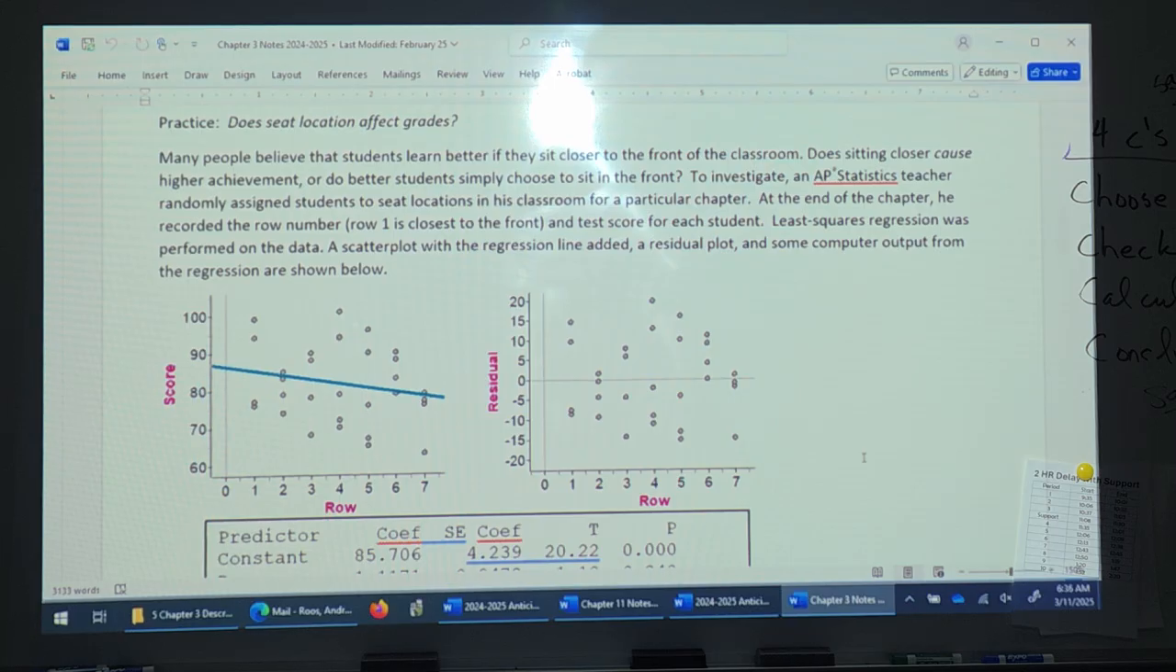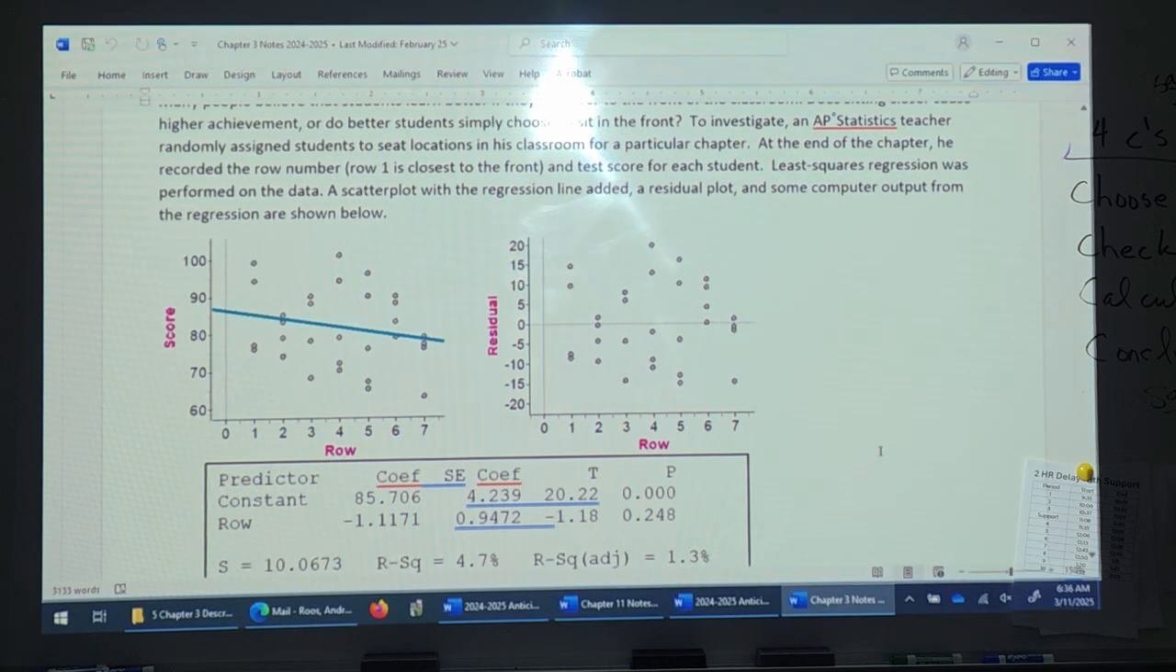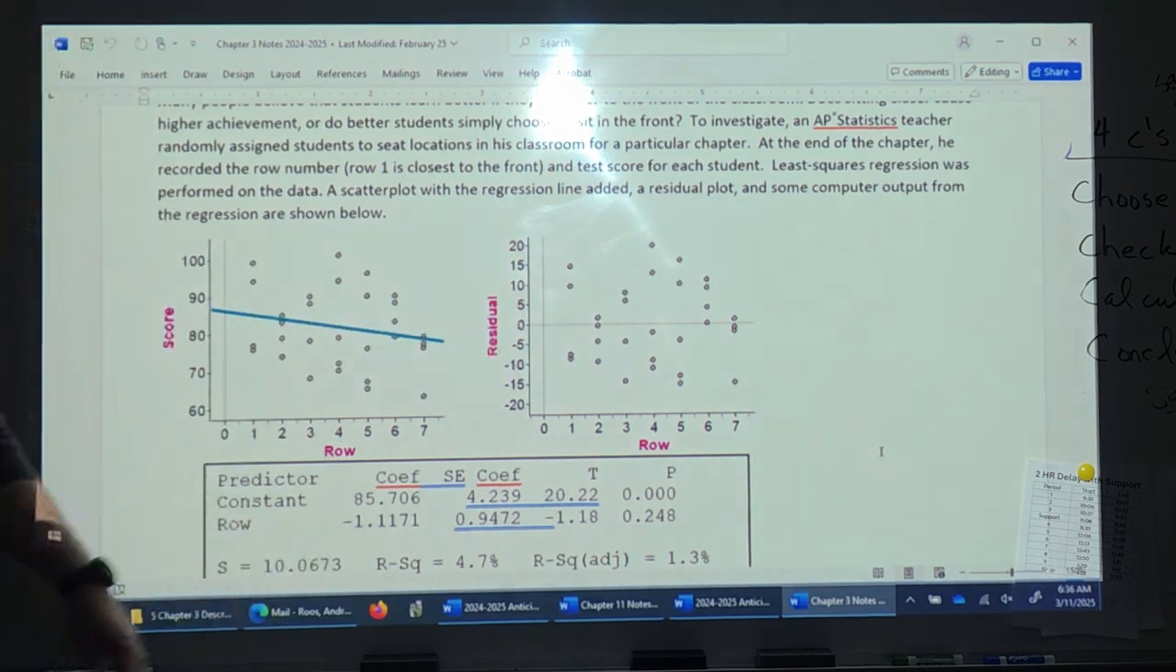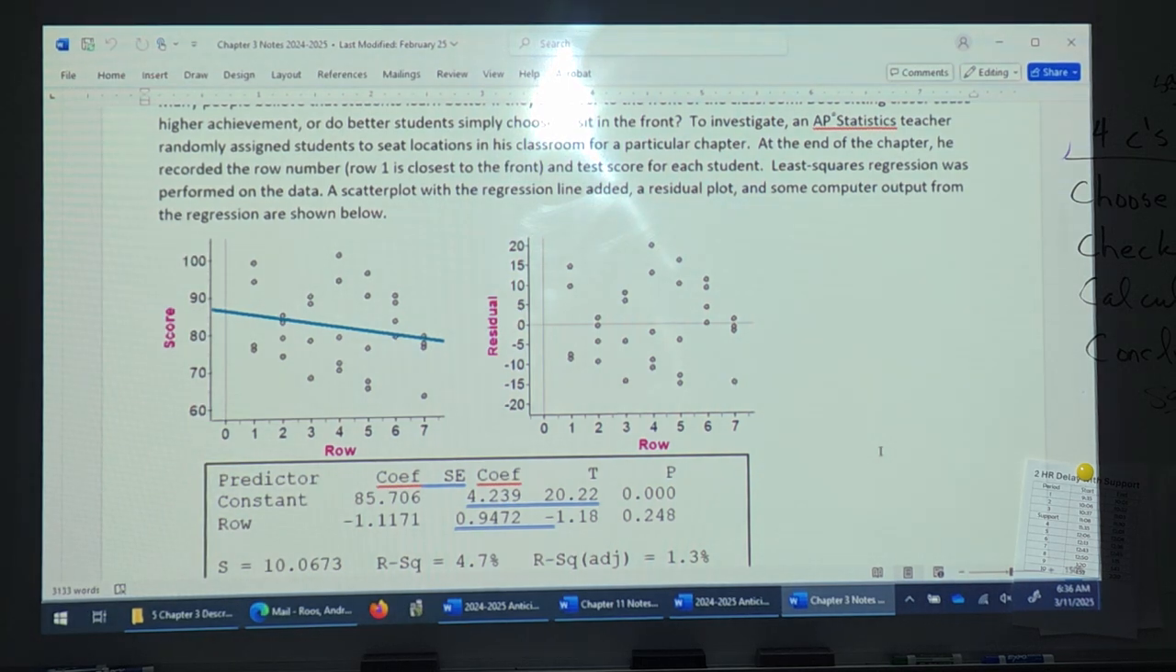So to investigate, a stats teacher randomly assigned students to seat locations in his classroom for a particular chapter. At the end of the chapter, he recorded the row number, row 1 being closest to the front, and test score for each student. A least squares regression was performed on the data, so we have a scatter plot with a regression line added, a residual plot, and a computer output for that regression.